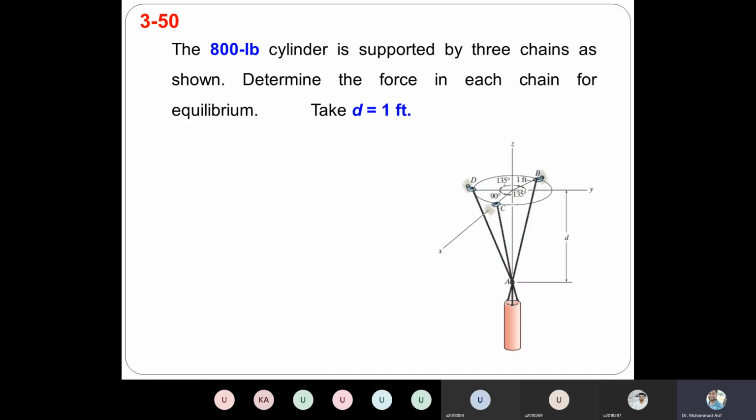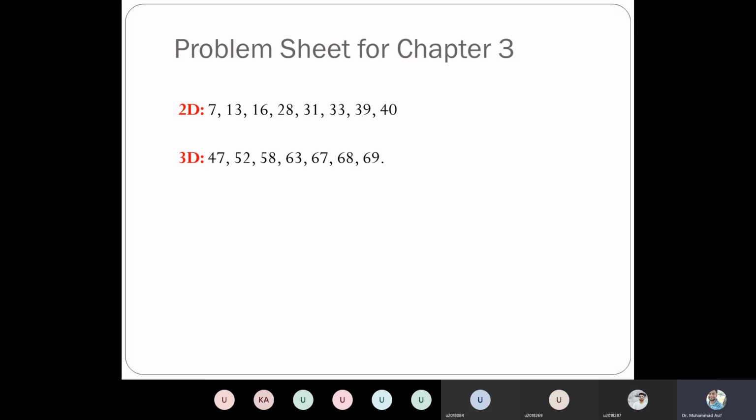So can you solve this problem? This is the same problem. Here just the angles are given. Alpha, beta, gamma are given. And here you will have three unknown forces and one known force. It's almost the same problem. So try to solve this, and please practice this problem. These problems are for 2 dimensions. This is for 3 dimensions. Please try to practice as much as possible for chapter number 3. If you have any question, you can ask me.